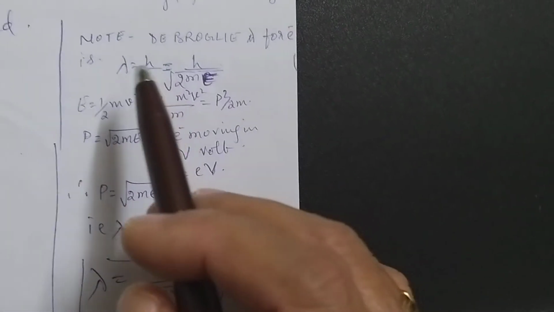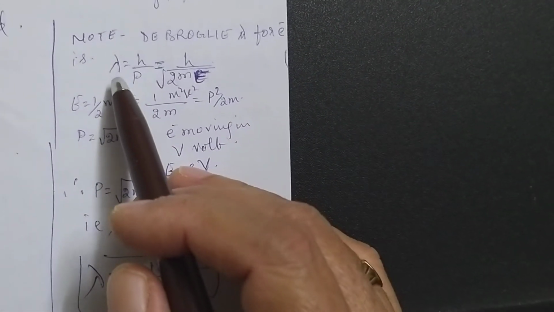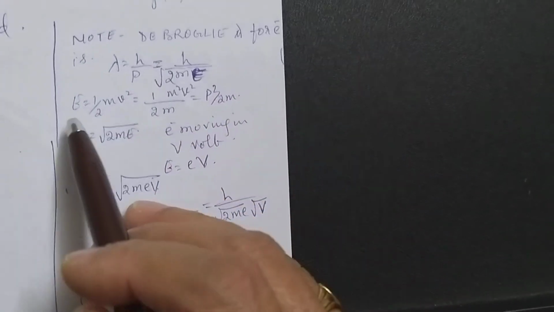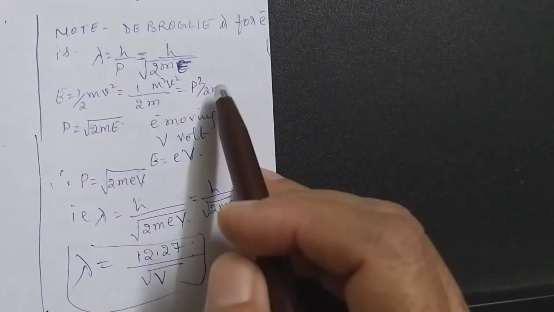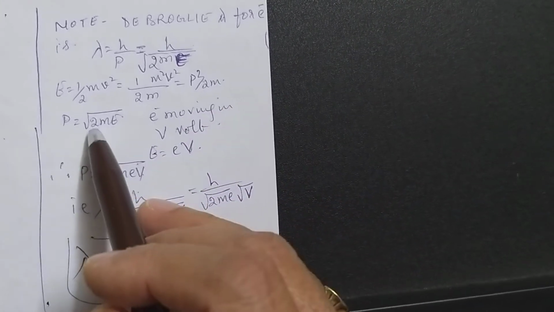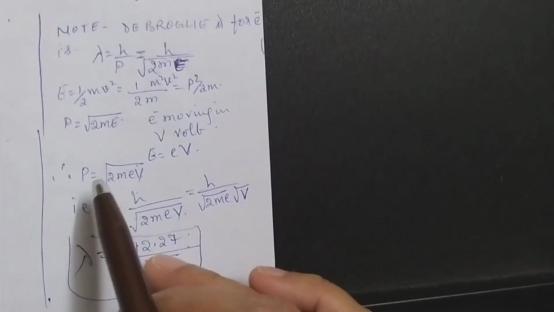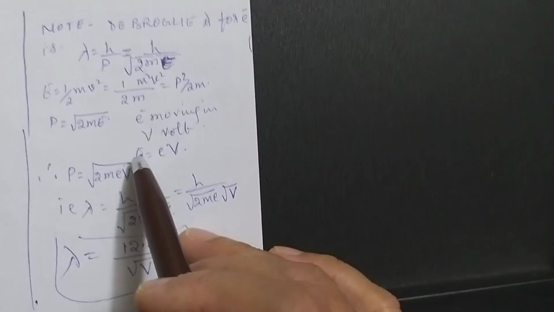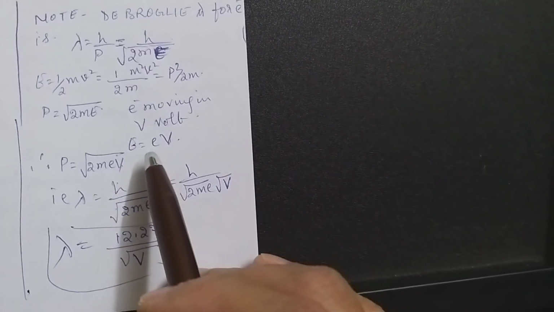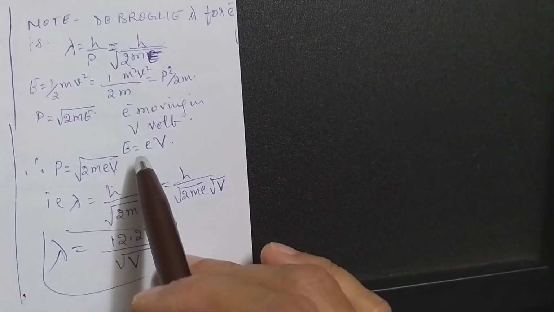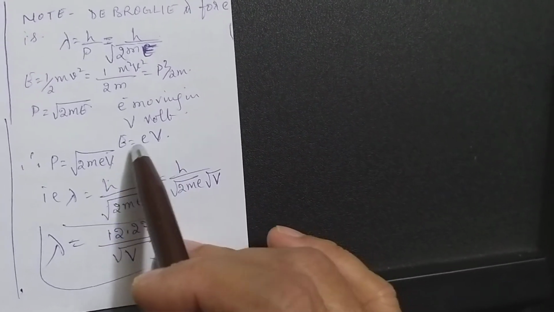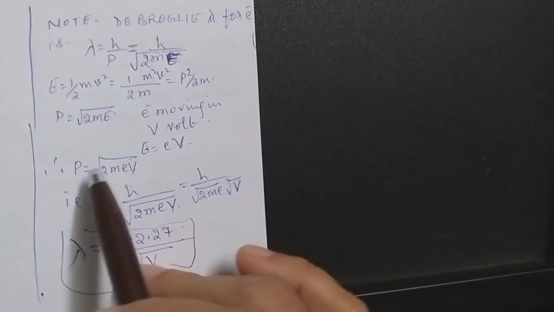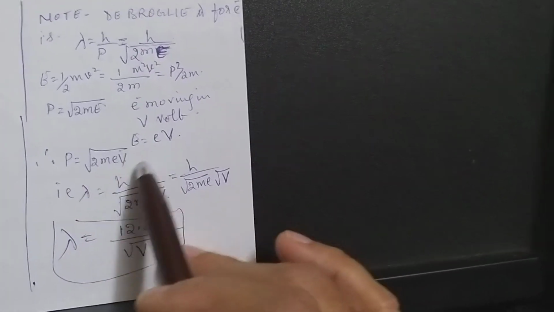Here also I have written, see, the de Broglie wavelength lambda equals h by p, h by root of 2mE. Energy is half mv squared, that is p squared by 2m. So p can be written as root of 2mE. If the electron is traveling in a high voltage region, its energy is due to the potential difference V, so energy equals the electron charge e into the potential difference. So p is equal to root of 2meV.